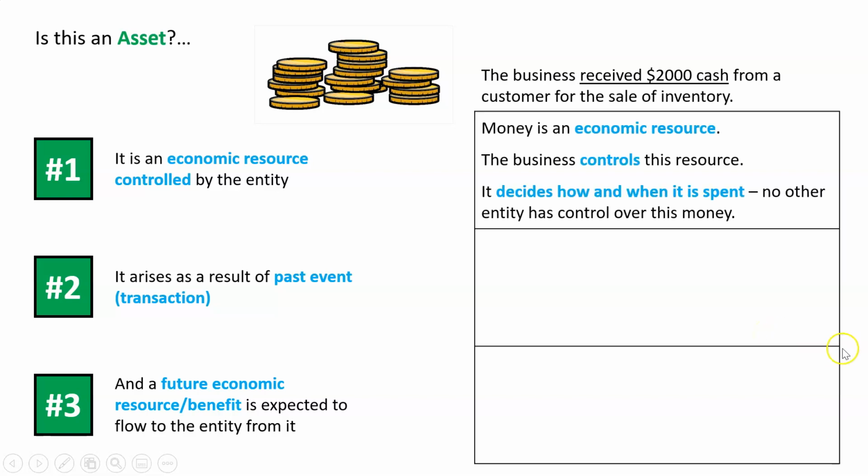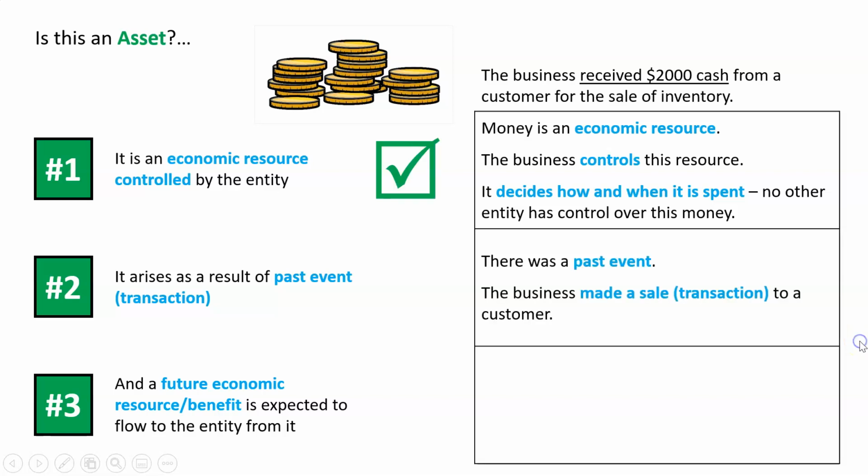Is there an economic resource the business controls? Yep, money is an economic resource. The business controls it. It decides how and when it's spent. No other entity has control over that. So that is a tick. Second, was there a past event? Yep, absolutely. The past event in this case was the business made a sale to a customer. That is a transaction. You got a past event.